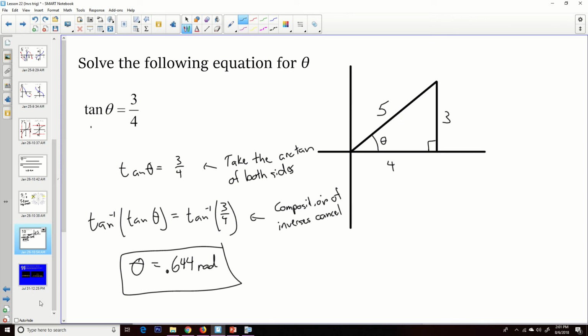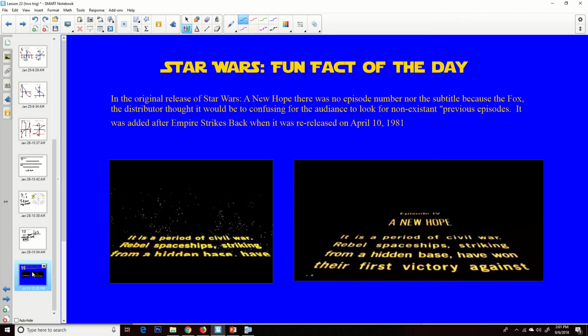We'll do some more examples in class, ask questions. But the super Star Wars fun fact of the day: in the original release of Star Wars A New Hope, there was no episode number nor a subtitle because the Fox distributor thought it would be confusing for an audience to look for non-existent previous episodes. It was added after The Empire Strikes Back when it was re-released on April 10th, 1981.